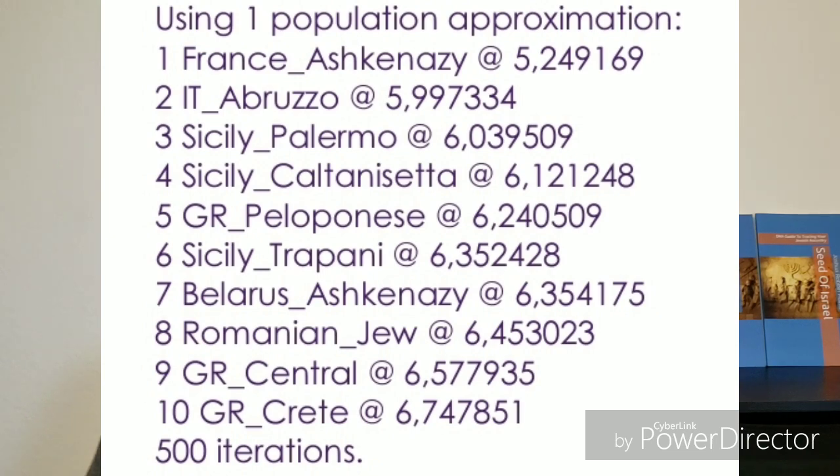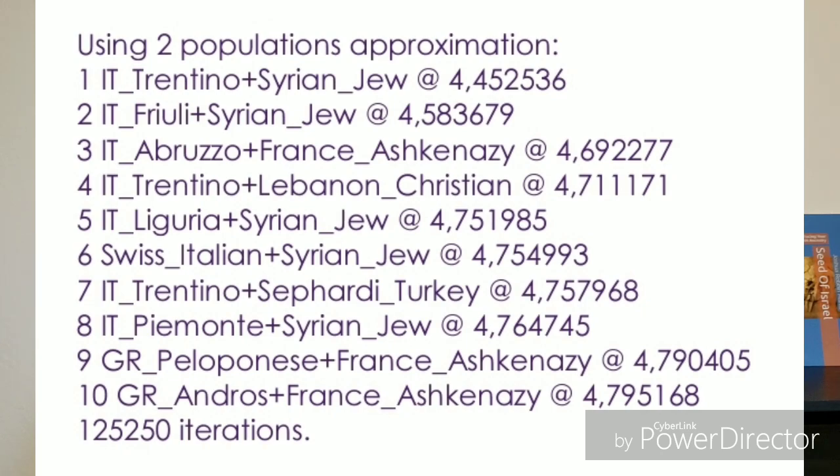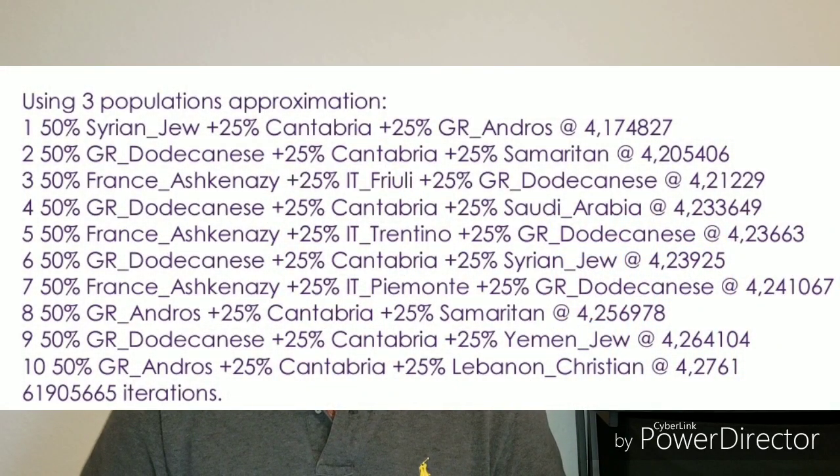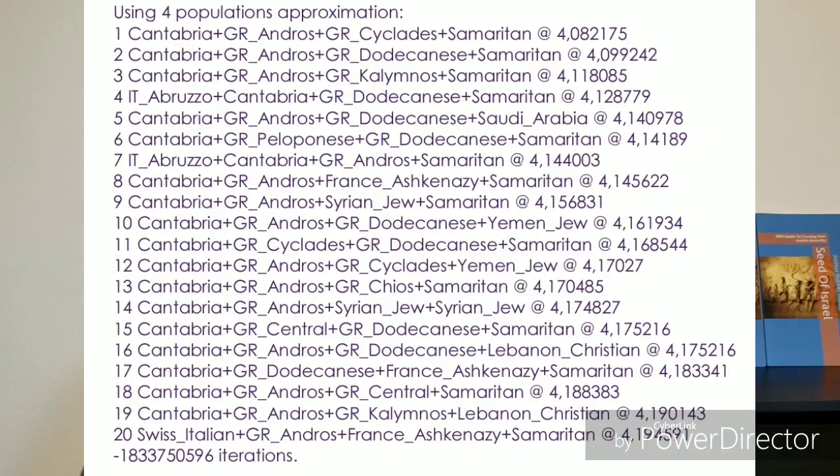Okay, and this is a different method, the Gaussian method, using one population approximation. We see France Ashkenazi, Italian Abruzzo, Sicily Palermo, Sicily Caltanissetta, Greek Peloponnese, Sicily Trapani, Belarus Ashkenazi, Romanian Jew, Greek Central, Greek Crete. Using 2 populations approximation, Italy Trentino plus Syrian Jew is number 1. Using 3 populations approximation, 50% Syrian Jew, plus 25% Cantabria, plus 25% Greek Andros. Using 4 populations approximation, Cantabria, plus Greek Andros, plus Greek Cyclades, plus Samaritan. So that's some of the conclusions of the report, based on the Eurogenes K36.